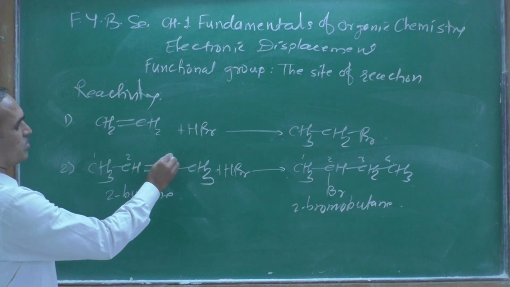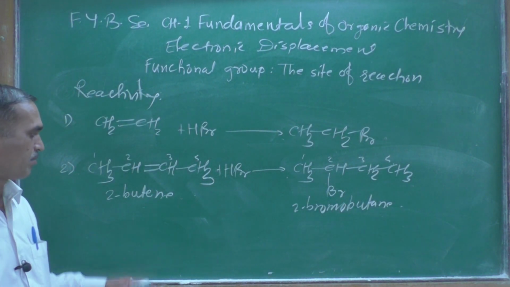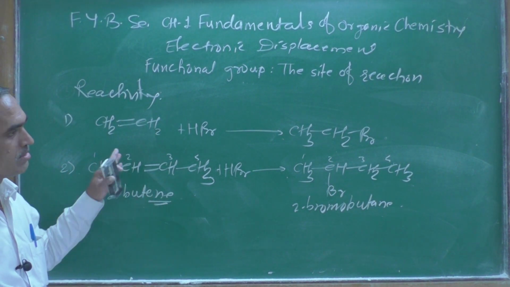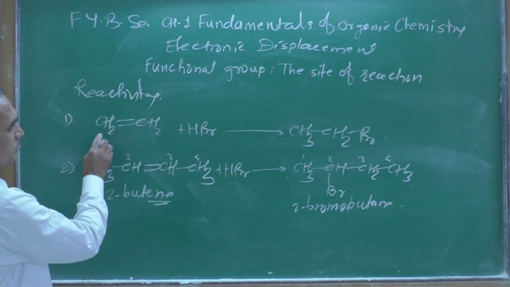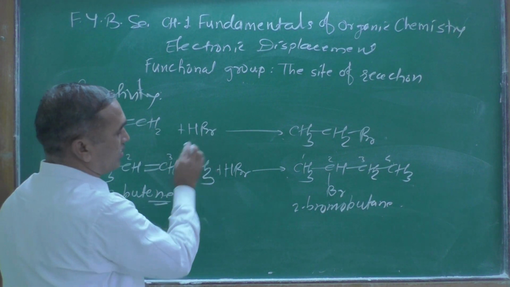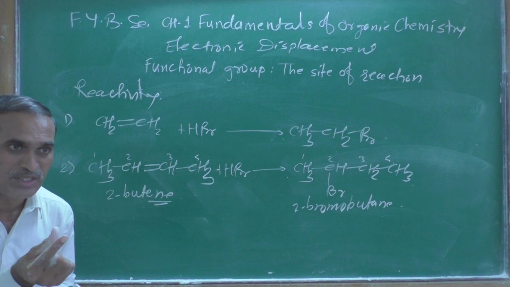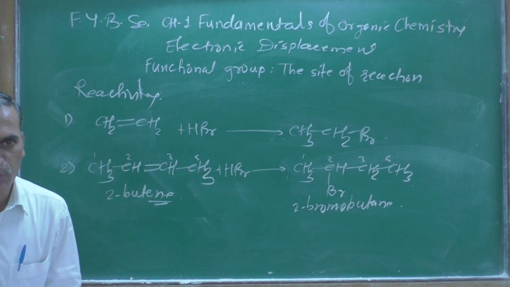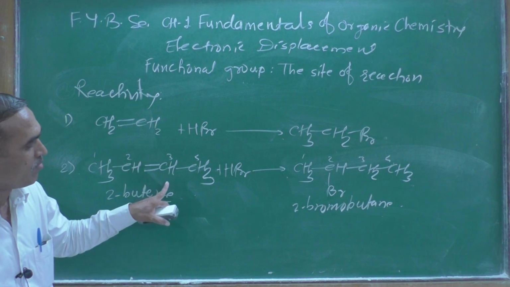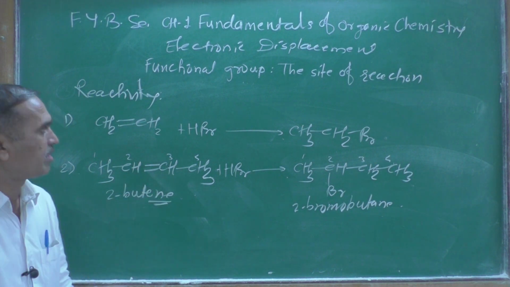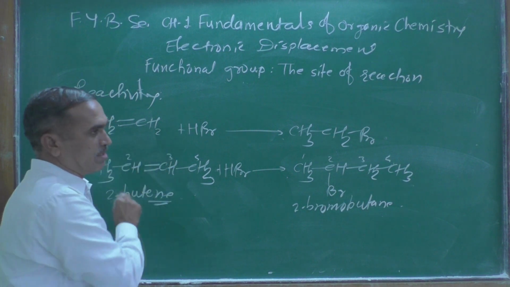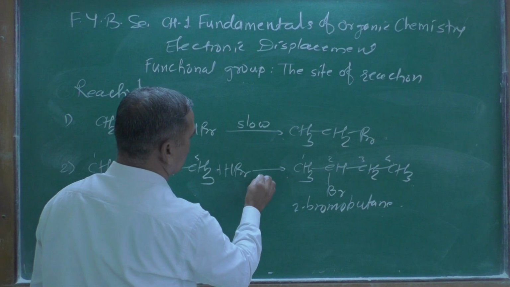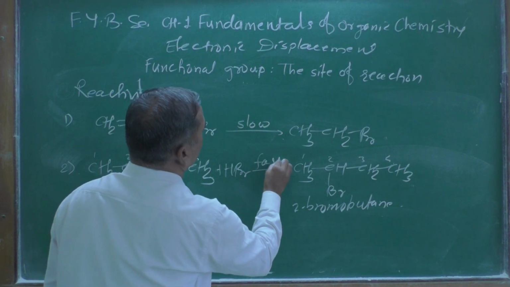Similarly, 1, 2, 3 and 4, with the carbon-carbon double bond at position 2. The suffix ENE indicates a carbon-carbon double bond. This one is ethylene treated with hydrogen bromide. But if you determine the rate of both reactions, what do you find? This one reacts very fast, whereas this one reacts very slowly.